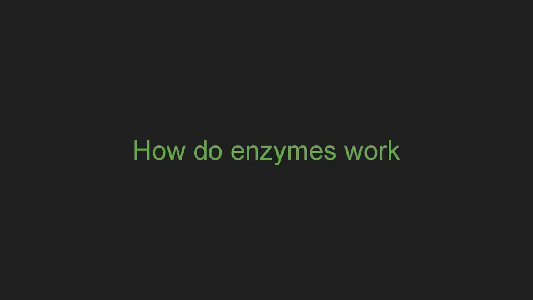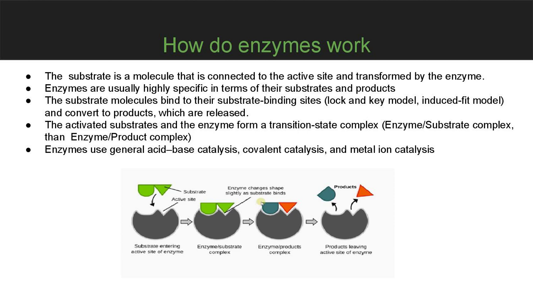How do enzymes work? Enzymes catalyze reactions through a sequence: formation of the enzyme-substrate complex, after that the substrate is converted into product, and the next step is the release of the product and freeing of the enzyme. In the first step, the substrate is a molecule that is connected to the active site and transformed by the enzyme. Enzymes are usually highly specific in terms of their substrates and products, so they can recognize different forms of substrate, like hexoses, such as fructose and glucose.